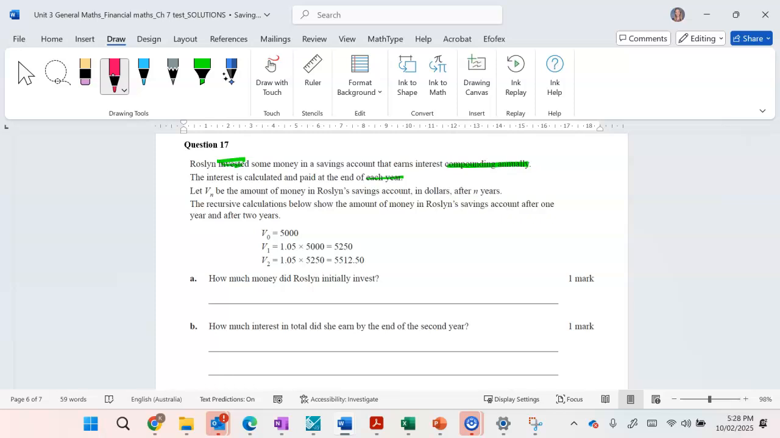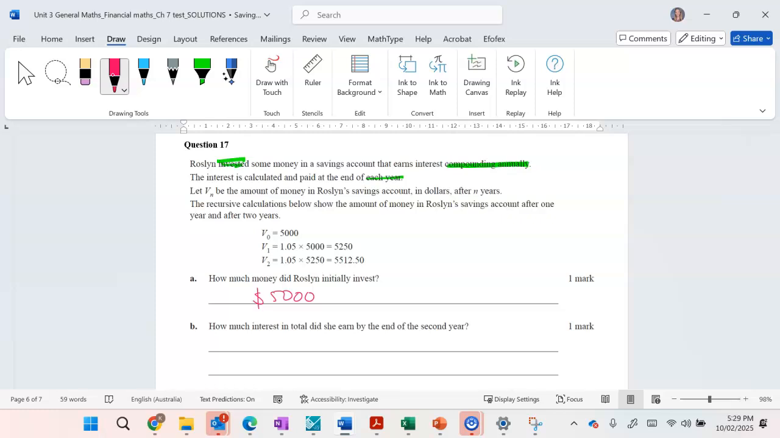So the way your exams work, your very first few questions on each module are pretty easy. So I'm guessing this is probably one of the first questions in the financial module, because easy, $5,000. We don't overcomplicate it. Always think, all right, they're going to be easy questions to start off with. So $5,000. How much interest in total did she earn by the end of the second year?